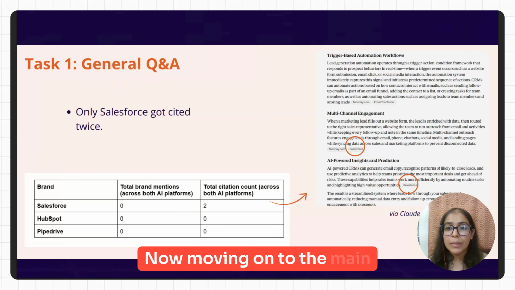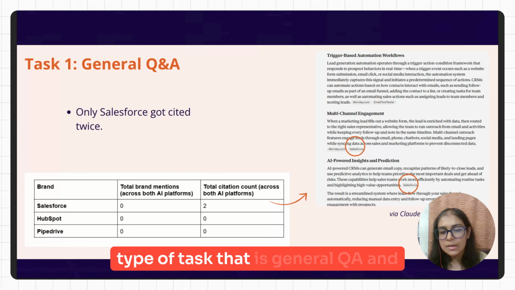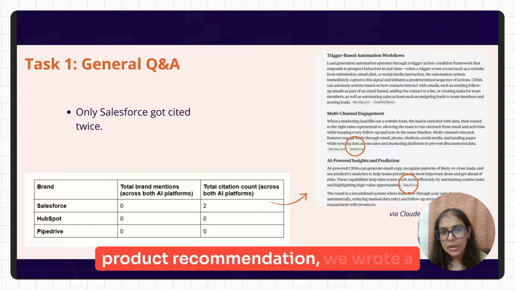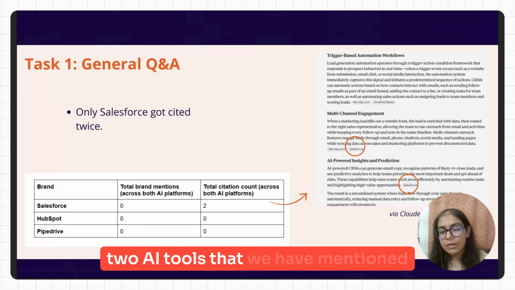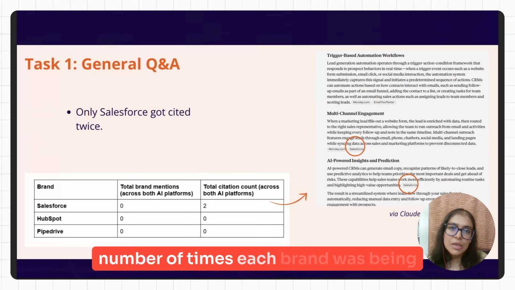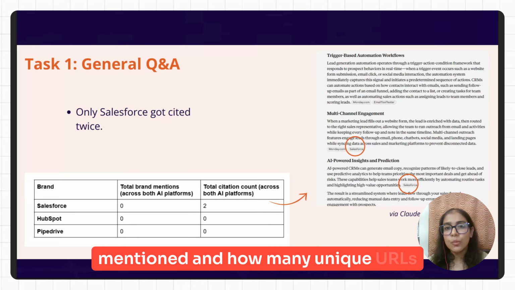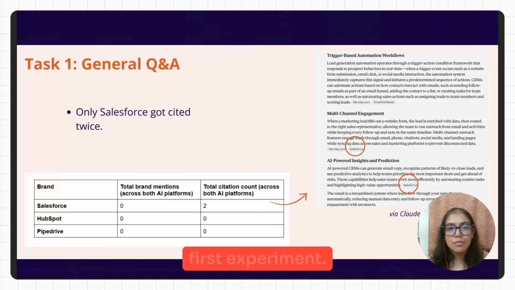Now, moving on to the main experiment, what we did was, for each type of task, that is general QA and product recommendation, we wrote a prompt. We ran that prompt across the 2 AI tools that we have mentioned before, and we simply compared the number of times each brand was being mentioned and how many unique URLs from their domain were being cited. Pretty similar to what we did in the first experiment.